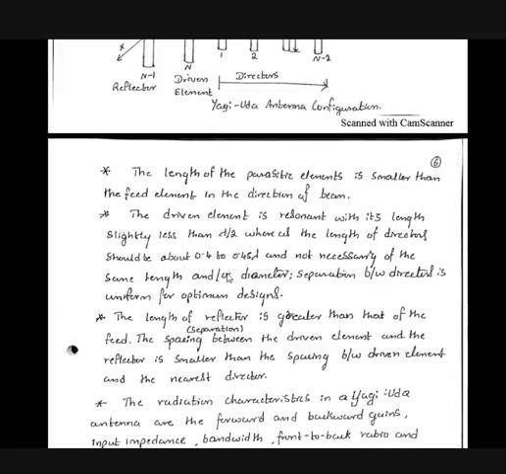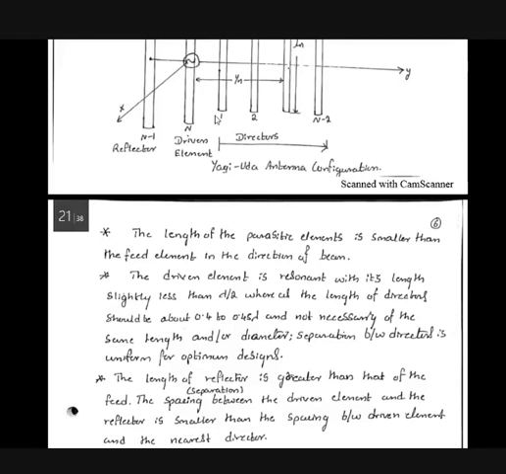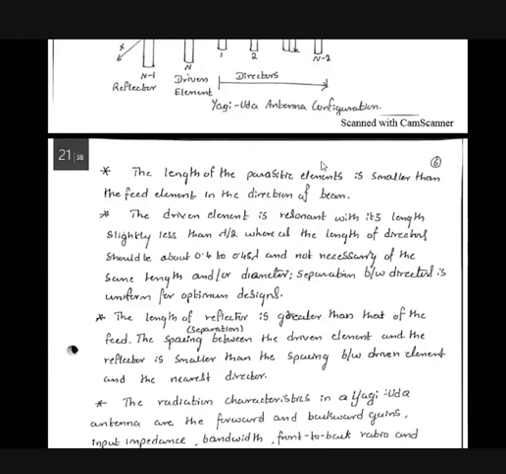Remember, the length of the director should be about 0.4 to 0.45 lambda. The length of the directors, whatever directors we have, the n minus 2 directors or n directors, all the lengths should be 0.4 to 0.45 lambda.